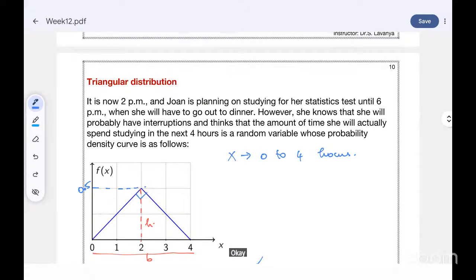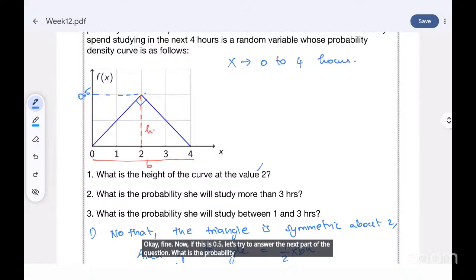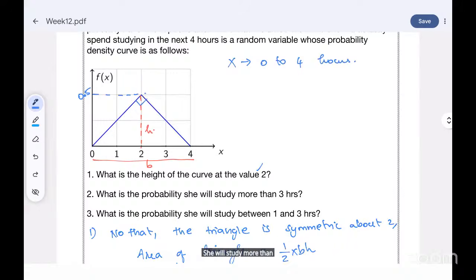Okay? Fine. Now, if this is 0.5, let's try to answer the next part of the question. What is the probability she will study more than 3 hours? Half of 0.5 here is 0.25. The probability that she will study more than 3 hours is this part. What is the area of that part from the graph?